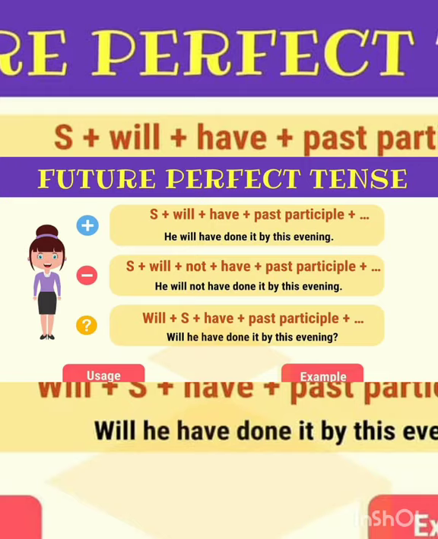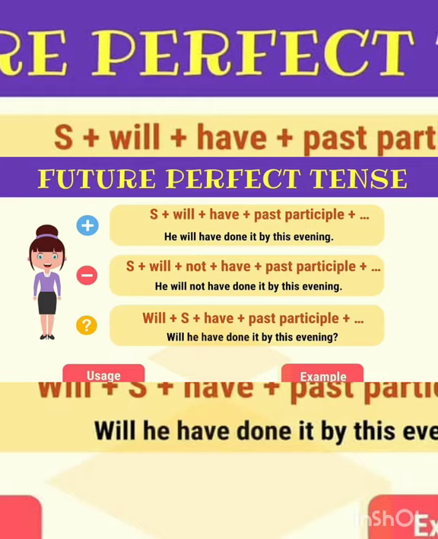In negative form, subject comes first, will comes next, and then comes not, and then comes have, and then comes past participle. See here, he will not have done it by this evening. And to frame an interrogative sentence, first comes a modal auxiliary, that is will, and then comes a subject, and then have, and then we should put past participle. So, will he have done it by this evening?